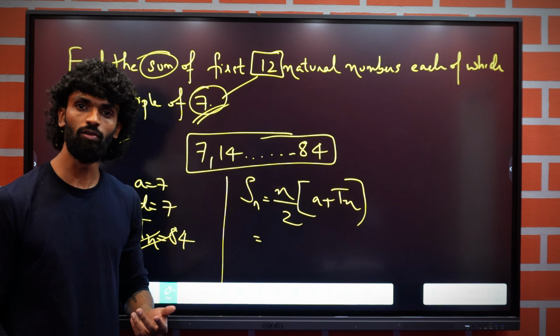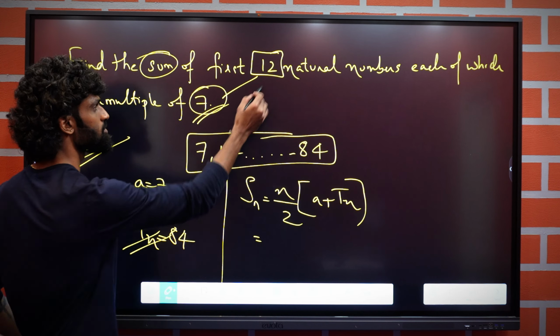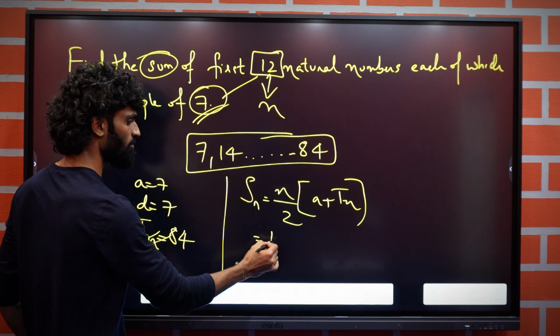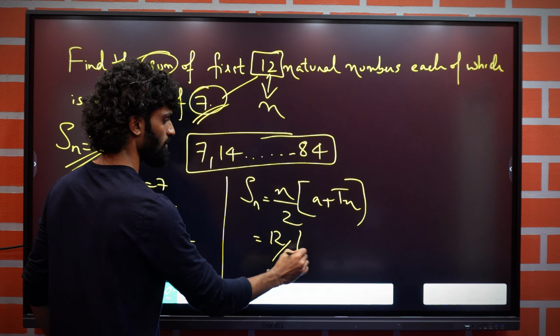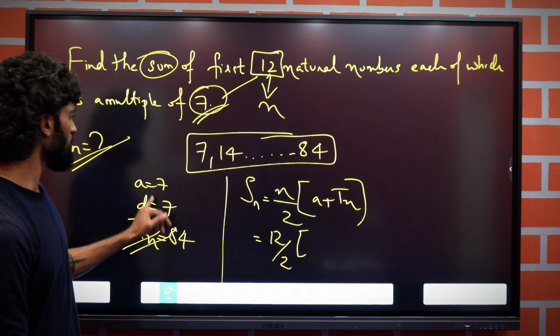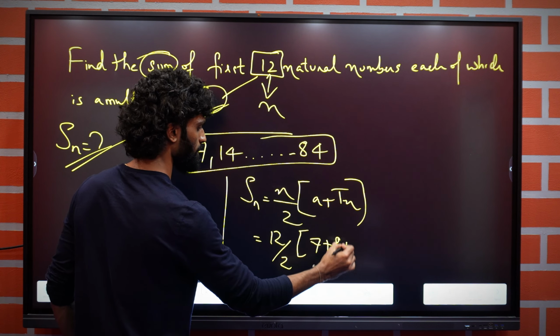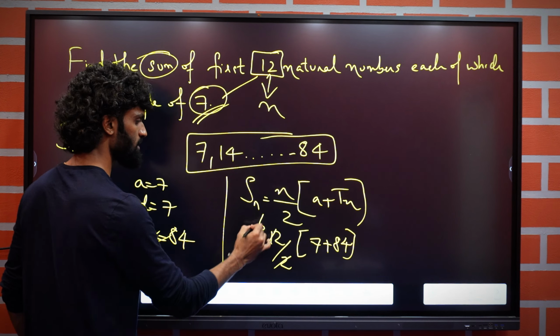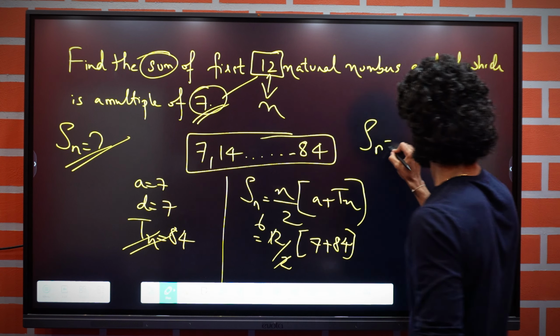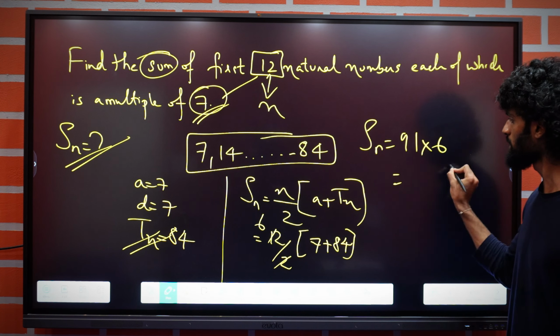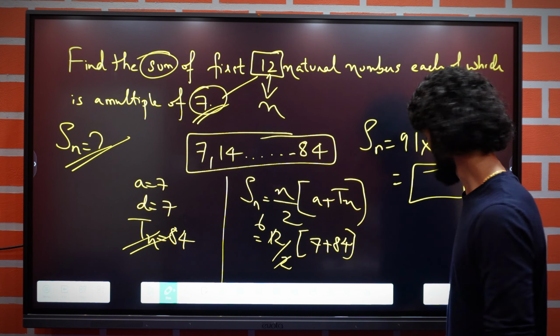What's the value of n? I didn't find it only, no. 12 natural numbers, so this is your value of n. So 12 by 2 is nothing but 6. A's value, as I found, is 7, plus 84. 84 plus 7 gives you 91. 91 into 6. 91 times 6, you do the math. That's your answer. Getting it?